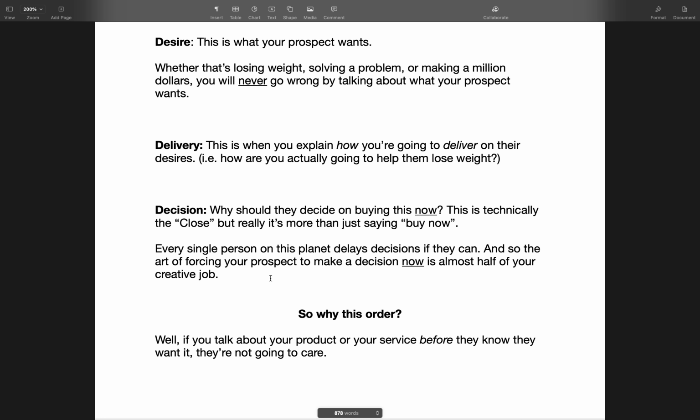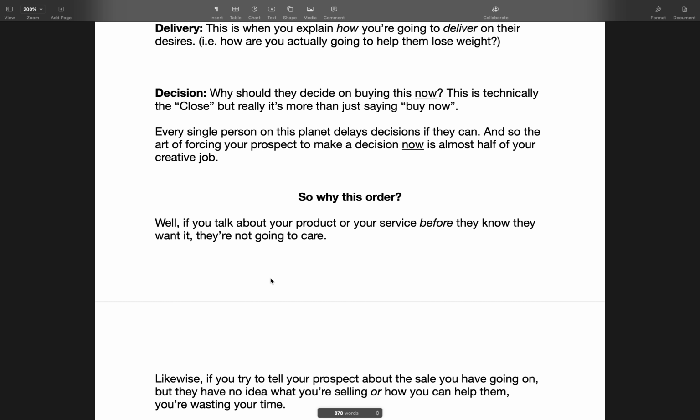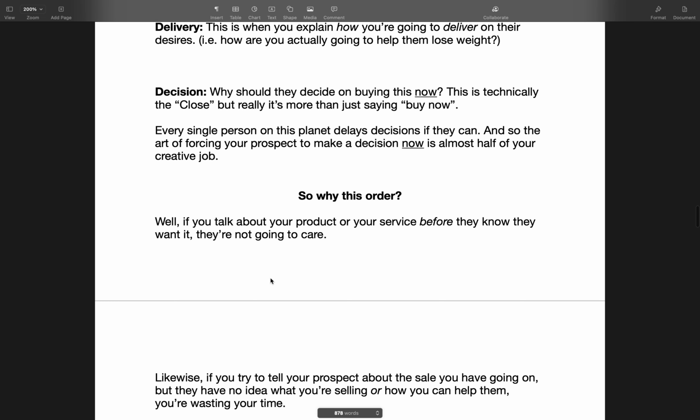Now, why this order? Well, if you talk about your product or your service before they know that they want it, they're not going to care about it, right? And likewise, if you try to tell your prospect about the sale that you have going on, but they have no idea what you're selling or how you can help them, you're pretty much wasting your time.